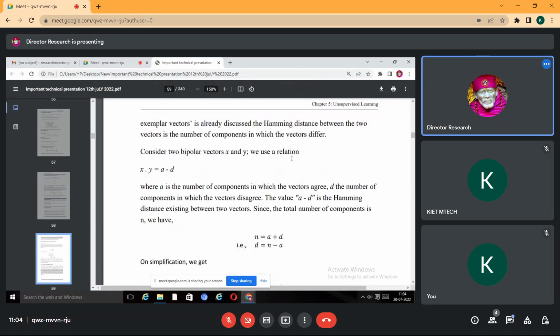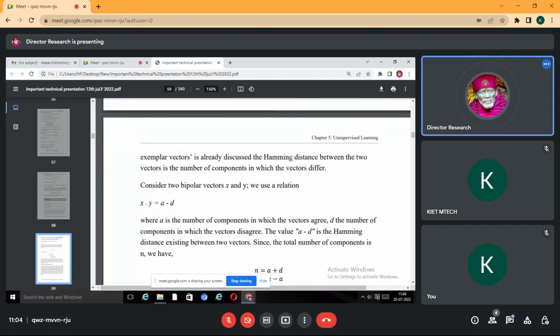The Hamming distance was already discussed. The Hamming distance between two vectors is the number of components in which the vectors differ. Consider two bipolar vectors x and y. Use a function x dot y equal to a minus d, some computational, mathematical function, where a is the number of components in which the vectors agree and d is the number of components in which the vectors disagree, like this.